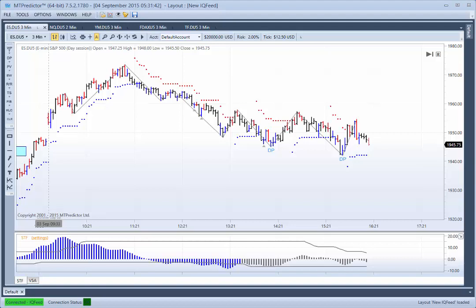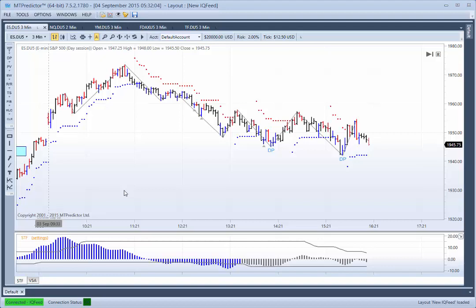In today's MTPredictor video, I would like to look at how the US E-minis unfolded yesterday, which was the 3rd of September. I've deliberately done the video today because yesterday was a bad day, and I think it's only fair that when software vendors do videos and review their products, they look at the bad days as well as the good days.